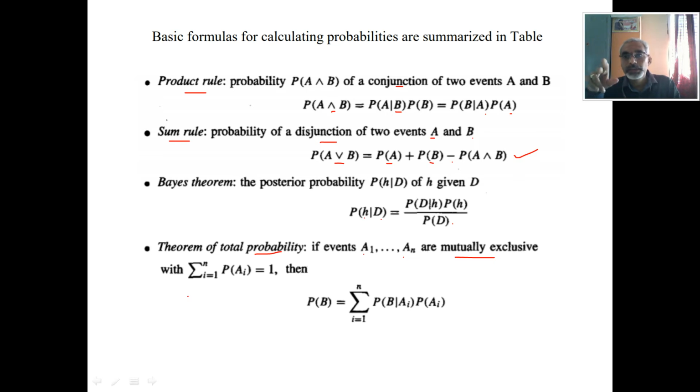Now mutually exclusive events means, in this example, A1 and A2, can we get both simultaneously? If you toss a coin, do you get both head and tail? It is not possible. Either you get head or you get tail. Both are not possible at any instant of time. That is why we call them mutually exclusive. If you consider such an example where all the events are mutually exclusive, then we can apply the theorem of total probability.